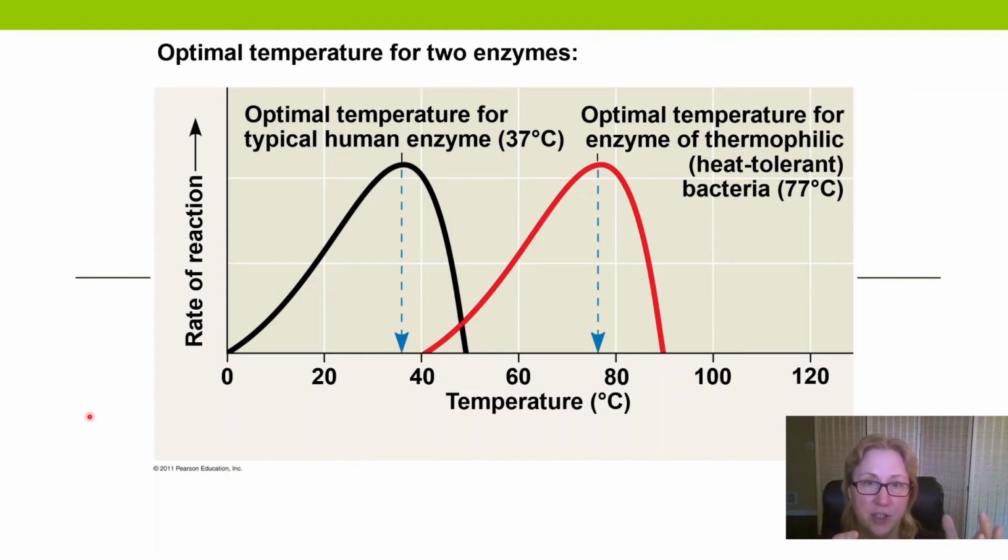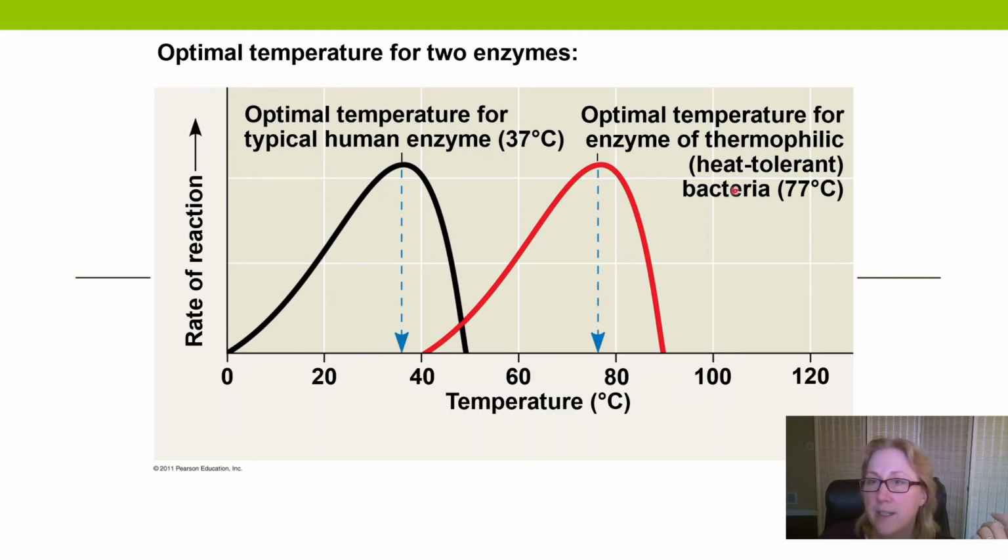That's the conditions under which it is folded correctly. So here's an example here for temperature. Human body temperature is about 37 degrees C. So we would expect human enzymes to all have an optimal functional temperature right around human body temperature, because why would we have an enzyme that doesn't function at human body temperature?